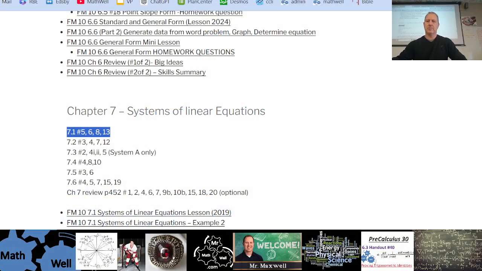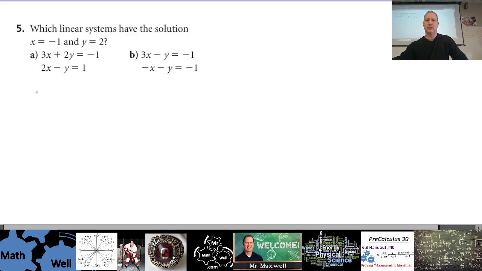Okay, Foundation Math 10, Chapter 7. We're going to take a look at 5A for you. The first question on your assignment there: which linear systems have the solution x equals 1 and y equals 2?